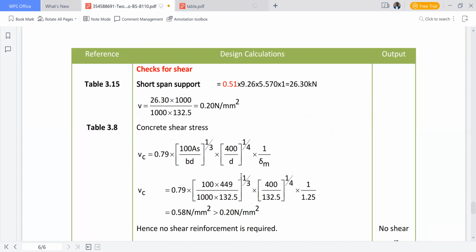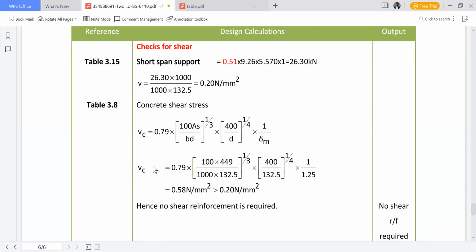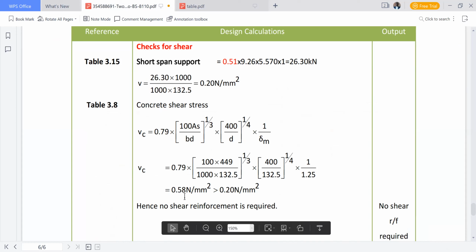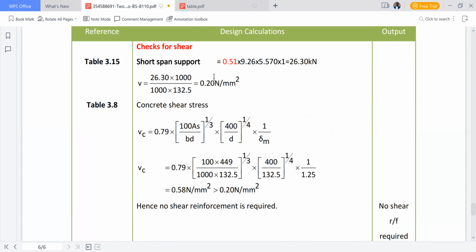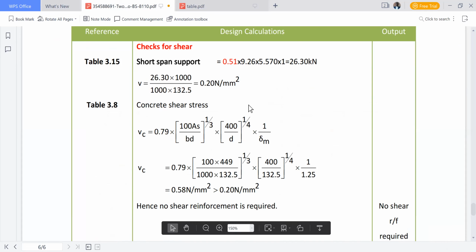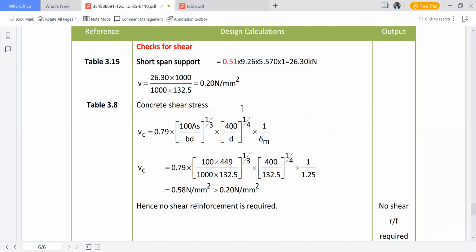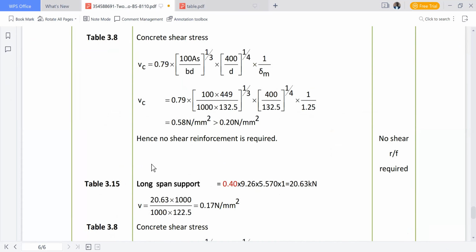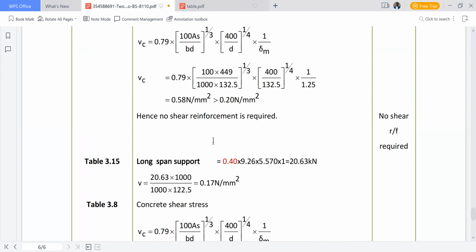We substitute the values. Now, when you substitute, you find that the concrete shear stress, what the concrete can carry, is 0.58, but what is provided from the loading is 0.2, meaning the concrete does not need shear reinforcement, does not need help to withstand the shear. So we say hence no shear reinforcement is required.